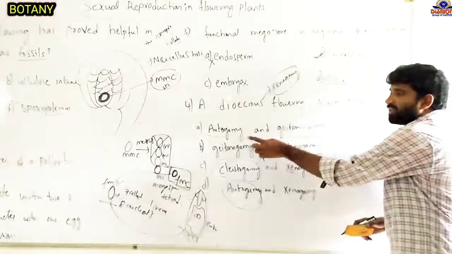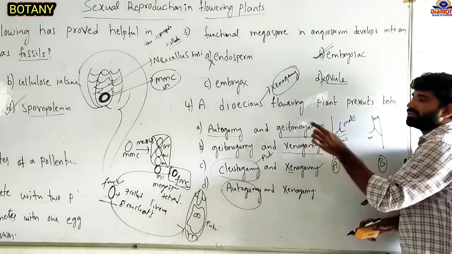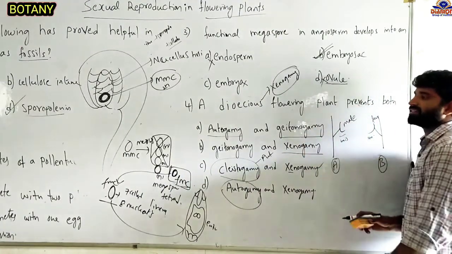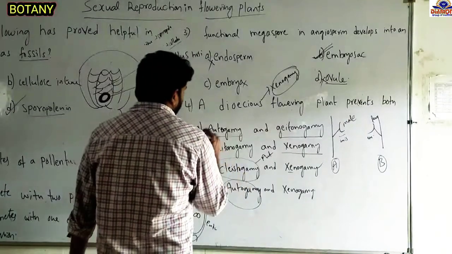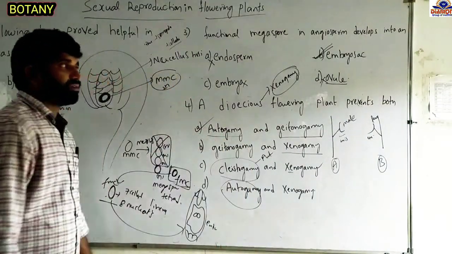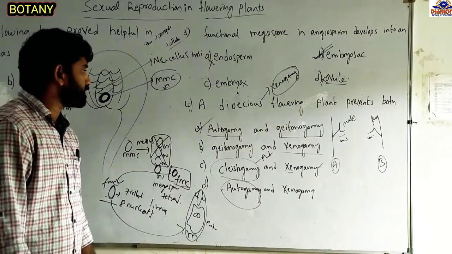Option A: autogamy will be prevented by dioecious plants, and geitonogamy will also be prevented by dioecious plants. So out of the given options, autogamy and geitonogamy both are prevented by the presence of dioecious plants. Answer A.